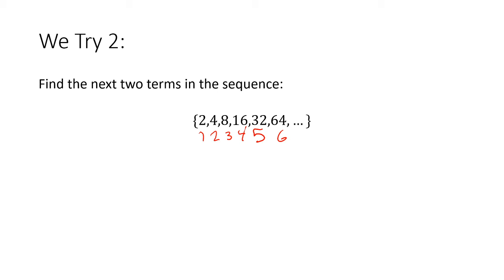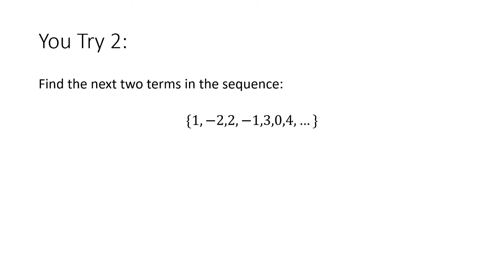Looks like it's doubling each time. So 64 times 2 is 128. And then it's 256. There we go. That's it. Go ahead and try this one on your own. This one's a little bit trickier.